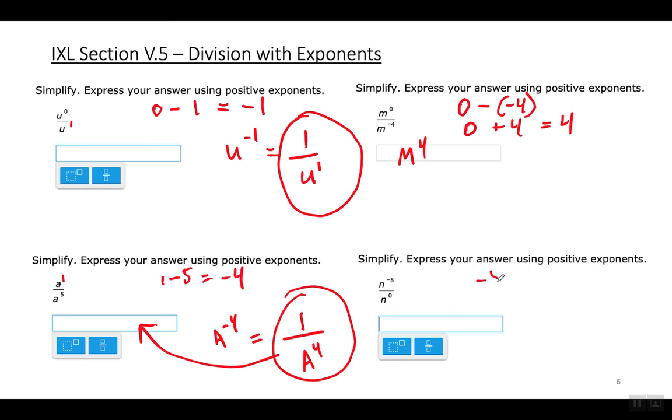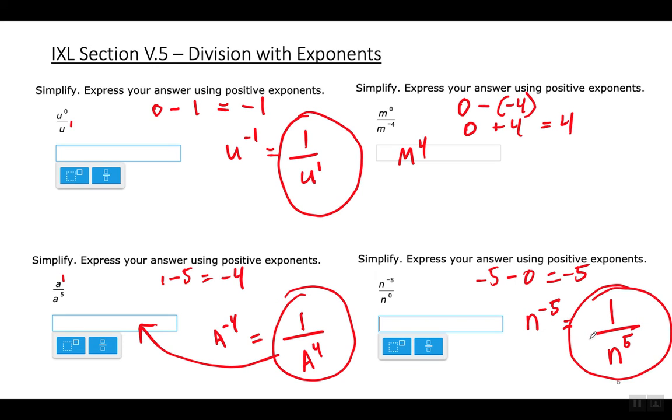And over here, negative 5 minus 0 equals negative 5. So my answer is n to the negative 5 power. But since I got to write it using positive exponents only, it'll be 1 over n to the 5th power.